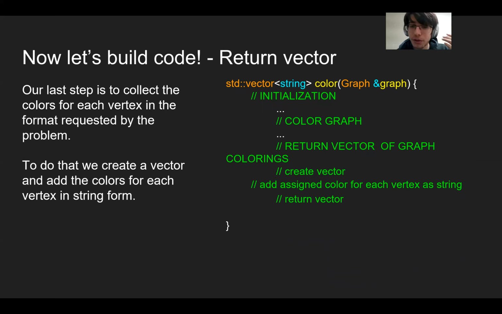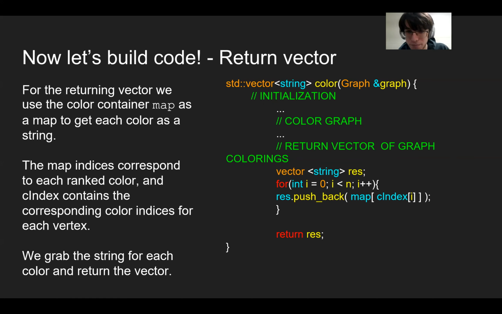Okay, so now we're done with the first two steps. Now we're going to have a return vector. So last step, we're going to collect the colors for each vertex. So we're going to see, okay, what color did I color each vertex? And then we're going to return. So to this end, we're going to create our vector and just add the colors in string form. That's it. So we make our vector and then we just loop through each vertex, and we're just going to push back the color we used for that vertex and then return it, and that's it. This part's an easy part because we've already colored them.